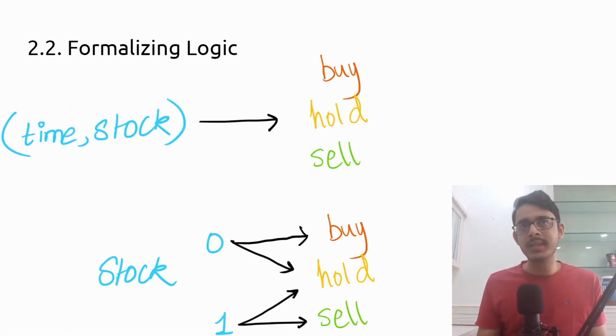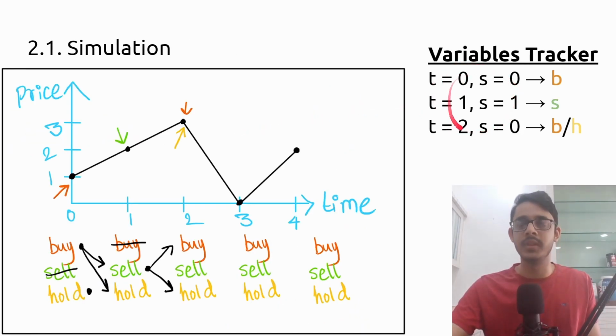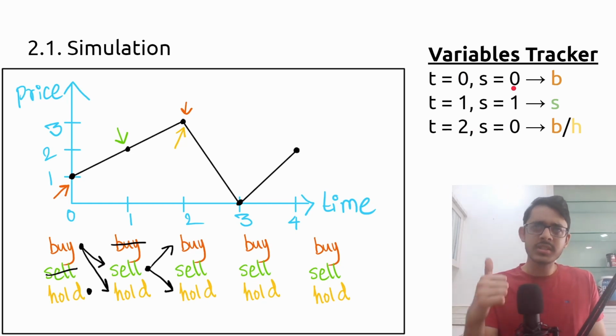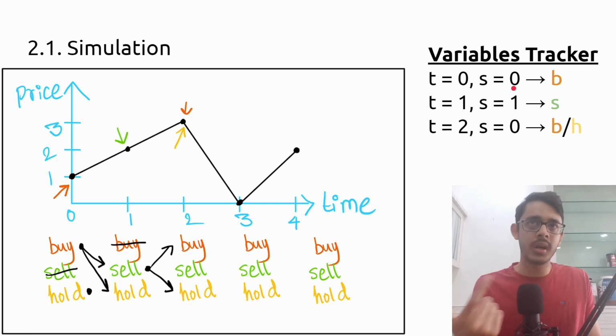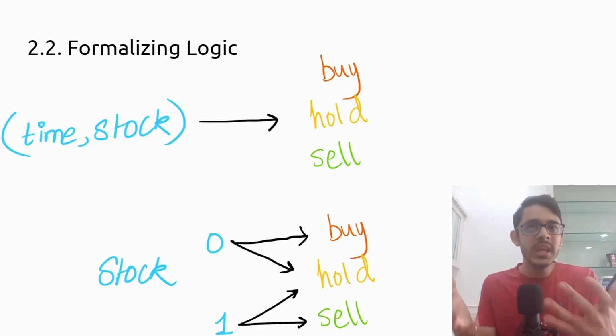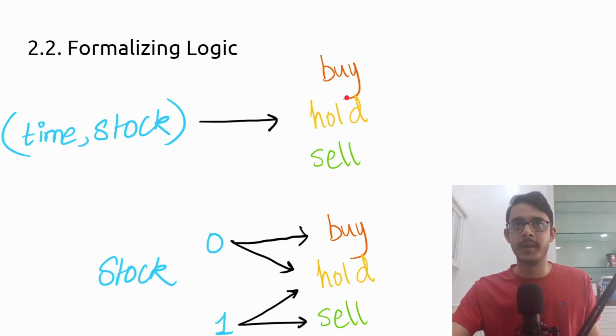And just to formalize this, for every single point of time, recall how we had the stock variable with us as well. It's not just the time that is important, but the amount of stocks as well, right? It's somehow the unique combination of the time and the stock that really matters. That is going to help us define which of these options we should pick.